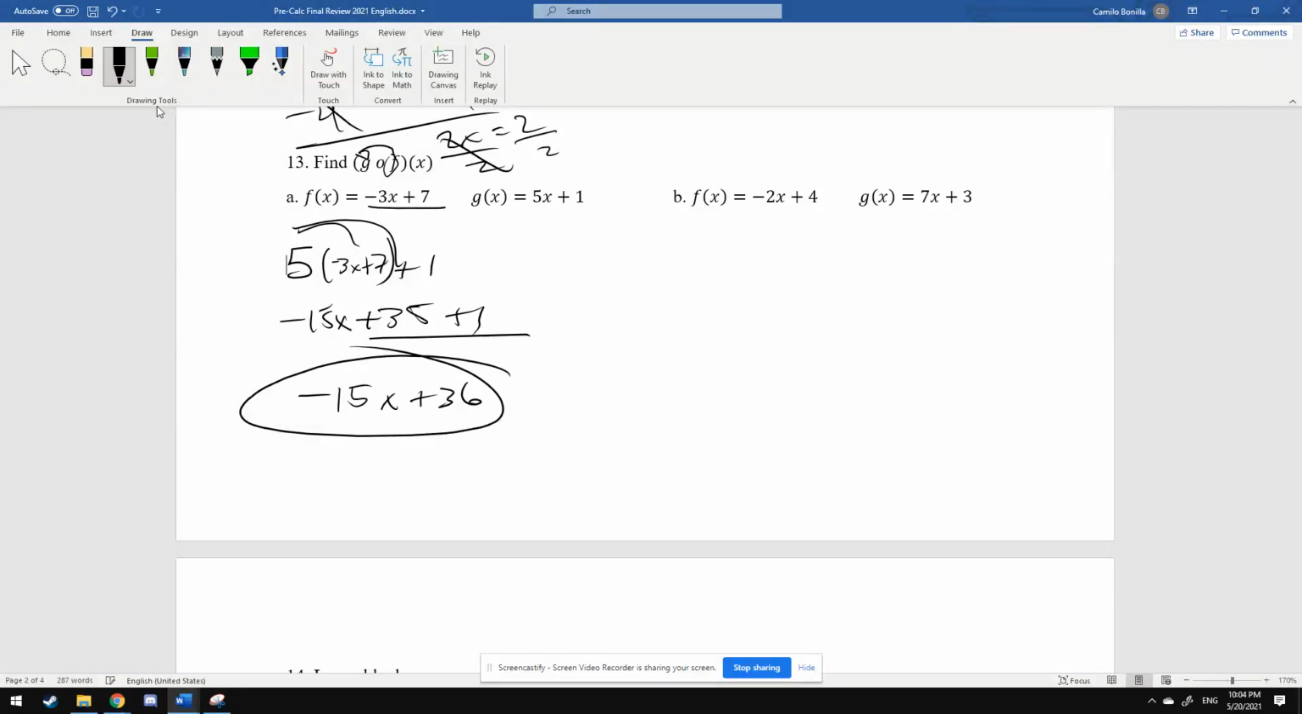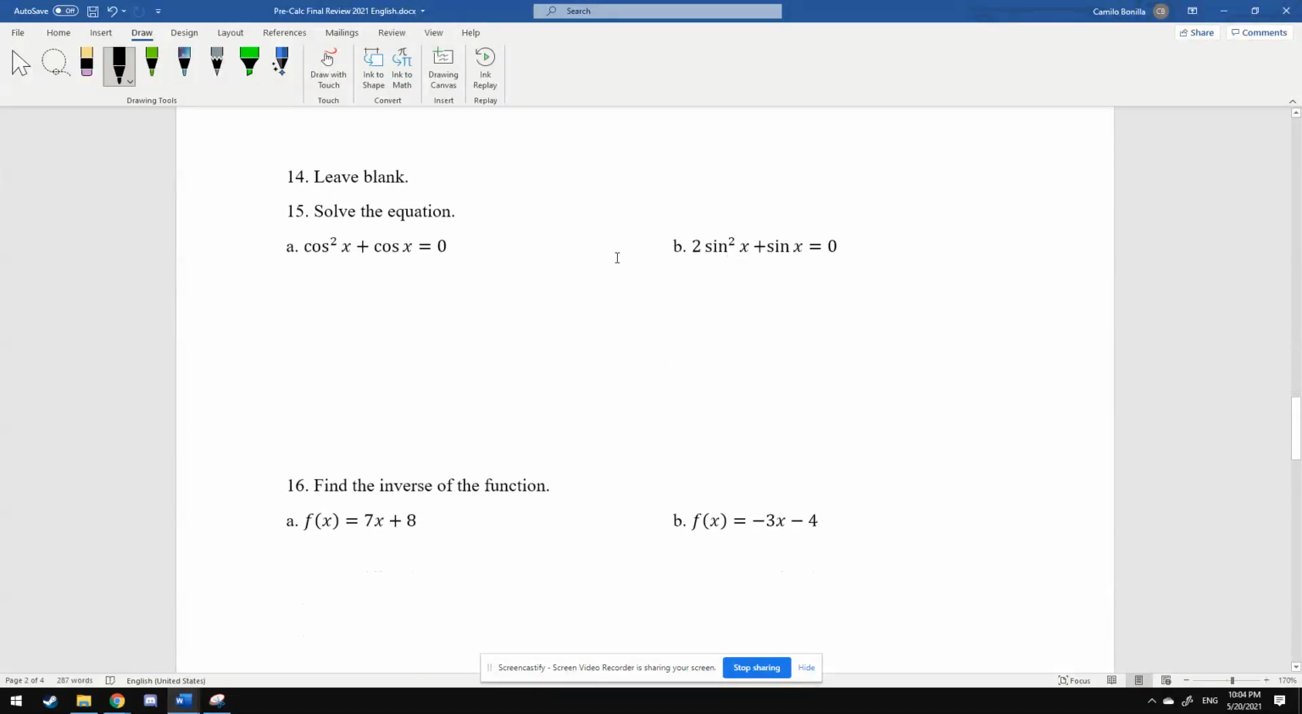Okay. You guys can try B. It's not as hard as you think. It's actually pretty simple. 14, leave it blank. 15, solve the equation. Okay, so 15, you're going to need the unit circle, and I'll make sure to post it. And if I don't, just remind me to, okay?